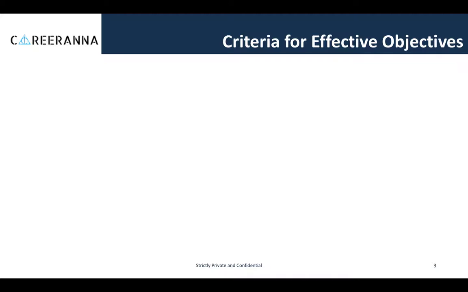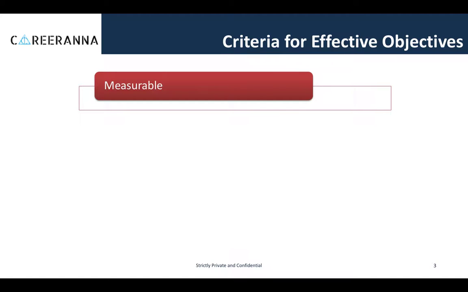Now, what is the criteria for arriving at effective product objectives? Let's have a look at them. What are the parameters which I should be keeping in mind while creating the product objectives so that they are effective? First of all, my product objectives should be measurable. Anything which cannot be measured cannot be improved. And as a product manager, your duty is to continuously improve your product, and hence it's very important for you to set up objectives which are measurable.